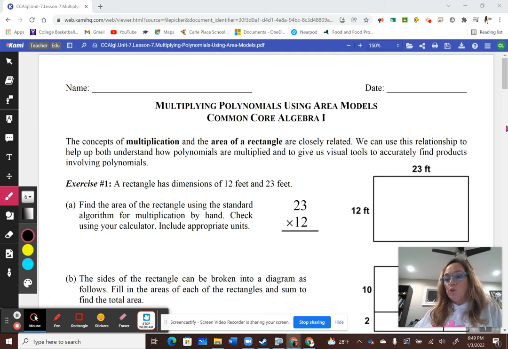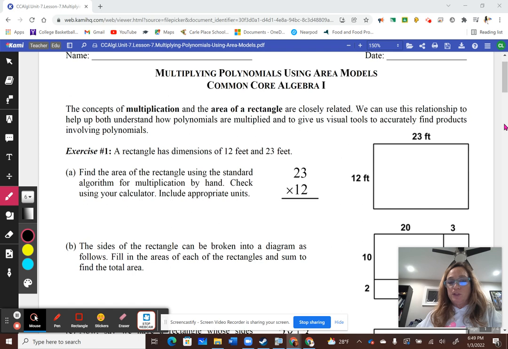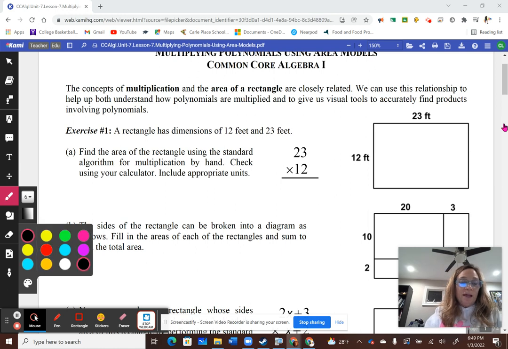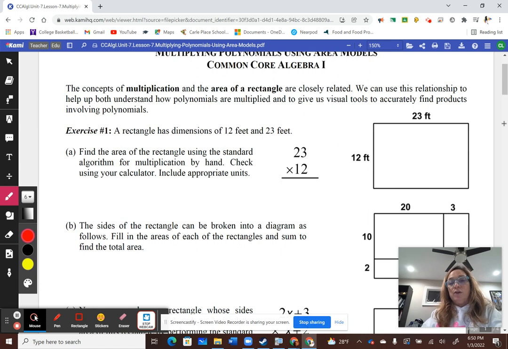Hi guys, I'm going to give you this little video just in case you're not in school today to explain this lesson. This is using area models, and you might have done something like this in the earlier grades when you learned about multiplication. It's basically using place value to help you multiply. The concept of multiplication and the area of a rectangle are closely related.